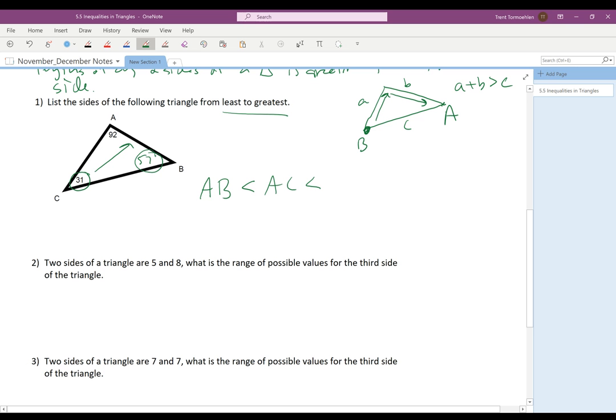And of course, if you have an obtuse angle, that means it's automatically the largest angle because you can't have two obtuse angles in a triangle. And so that means BC is our largest side.